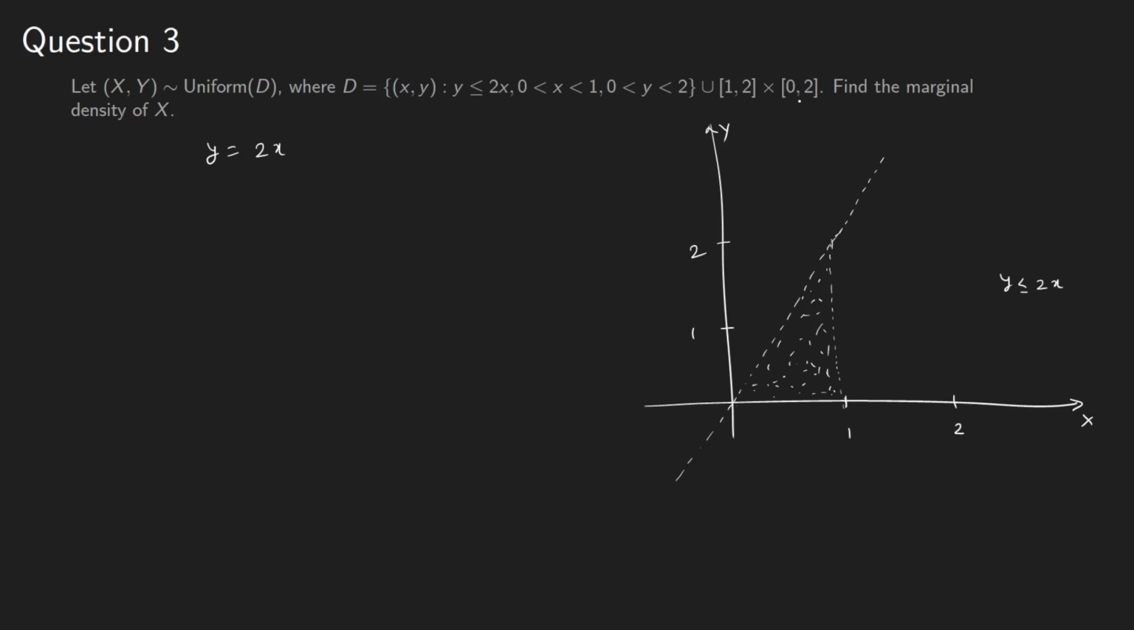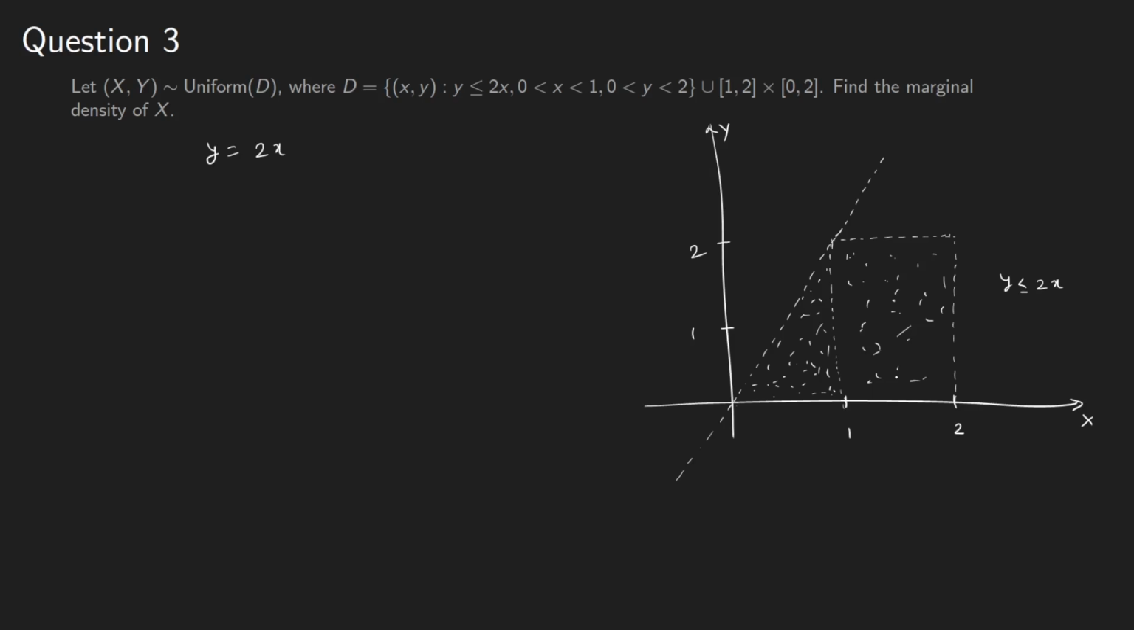second region. What is the second region? The second region is where x goes from 1 to 2 and y goes from 0 to 2. So clearly this region. So the union of both of these regions represents the support of x and y. So we have to find the marginal density of x.